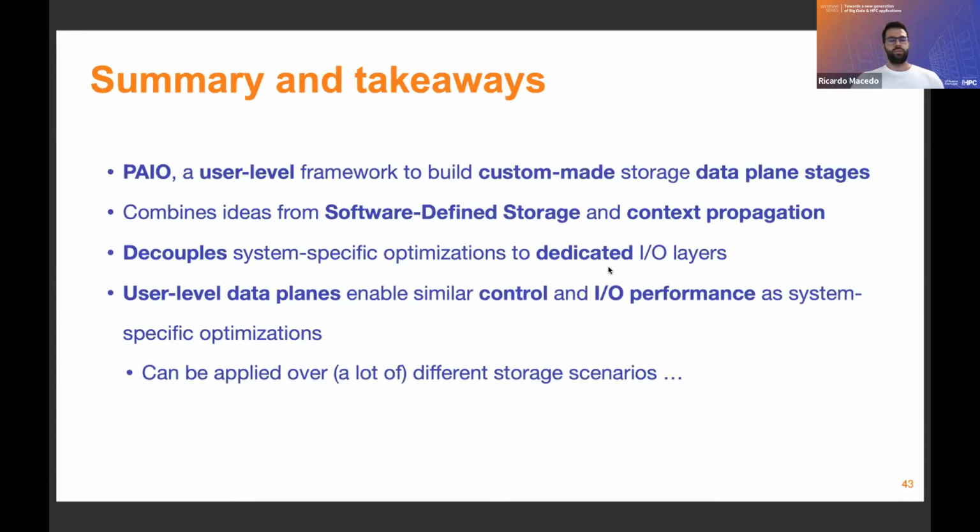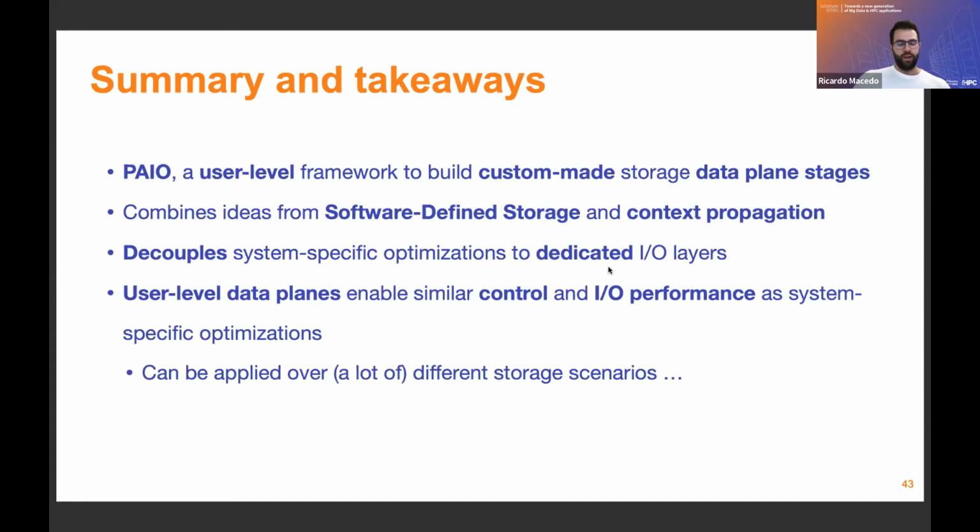As a summary and some takeaways, we have been working on how to implement storage optimizations in a more intelligent manner. For this, we proposed PIO, a user-level framework that allows system designers to build custom-made storage data plane stages. PIO combines ideas from the software-defined storage community and the context propagation side of things. PIO allows decoupling system-specific optimizations into dedicated IO layers, and we show that by using user-level data planes and propagating the exact information that we need from inside the application, we are able to enable similar control and IO performance as system-specific optimizations and carefully engineered systems.